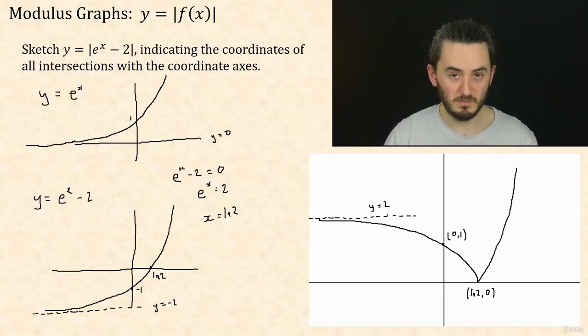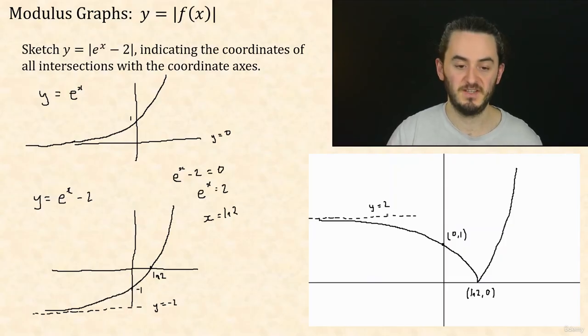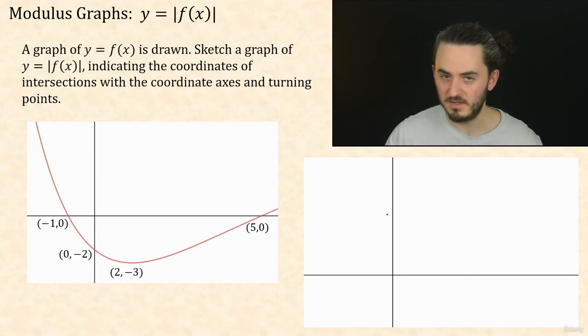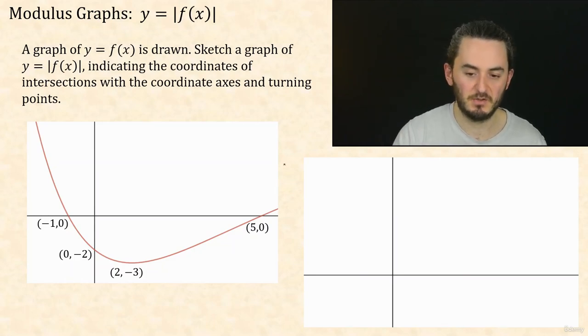All right, so there's a much more complicated one. That's our sketch of y equals the modulus of e to the x minus 2. So finally, we're going to look at a graph where we don't actually know what the equation of f of x is. This is a bit of an exam classic. Let's look at the question.